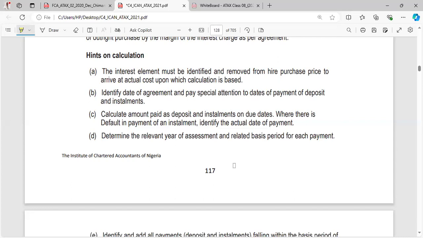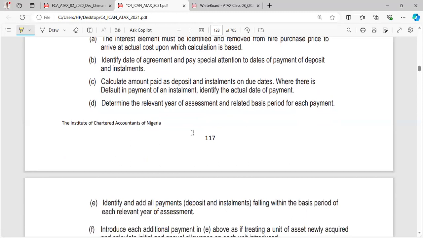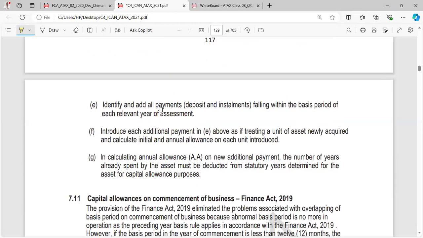Identify the date of agreement and pay special attention to dates of payment of deposit and installments. We're going to calculate the amount paid as deposit and installment on due dates. Where there is a default in payment of an installment, identify the actual date of payment. Determine the year of assessment and relevant basis period for each payment. Identify and add all payments, deposit and installment, falling within the basis period of each relevant year.